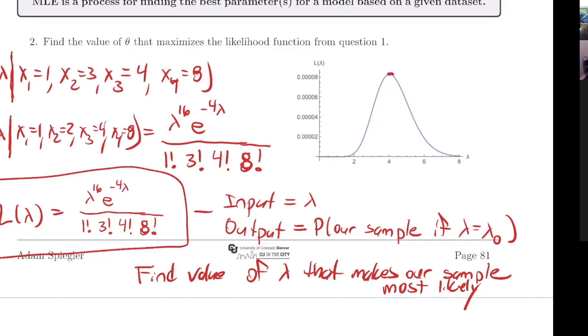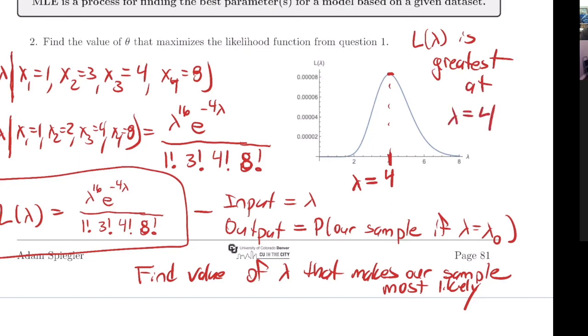And if we had the graph, then it's just a visual thing. I could say, okay, if I set lambda equals 4, that's going to give my sample the maximum likelihood of occurring. So we can see that this likelihood function, just looking at it visually, takes its greatest value at lambda equals 4.